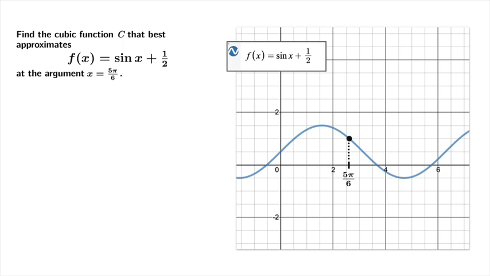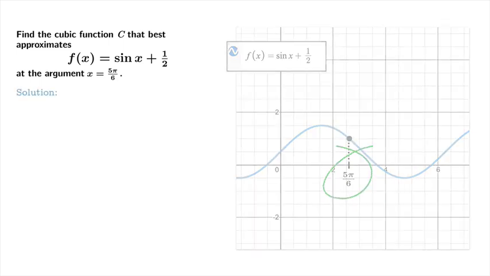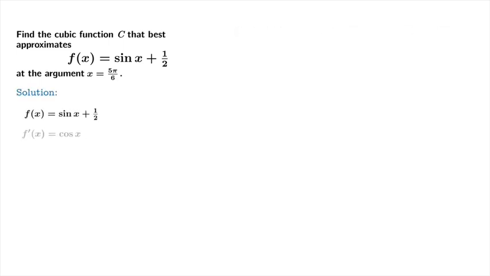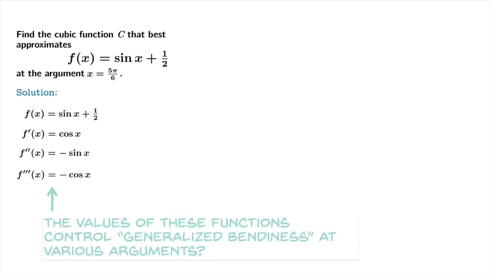Now things are going to get more complicated, and we're going to figure out how to cope with that complication, and that's going to help us see what the template is for the general problem. So we're trying to make all of this happen near 5 pi over 6, so just keep that in mind. So here's the function, the first derivative, the second derivative, and the third derivative. And we're thinking that the values of these functions control generalized bendiness, whatever that means, at various arguments.